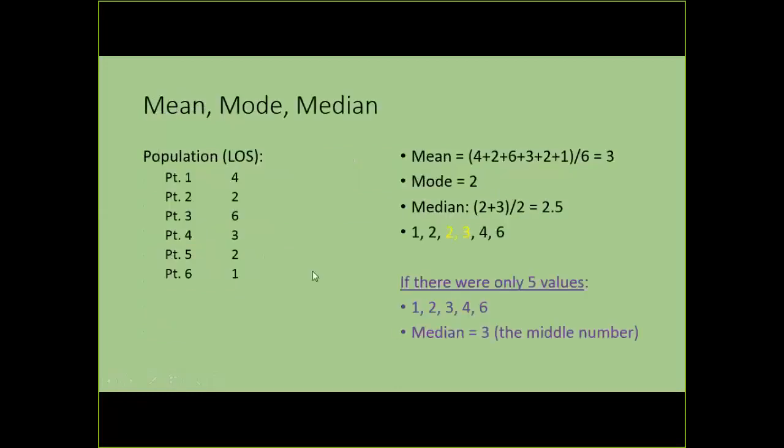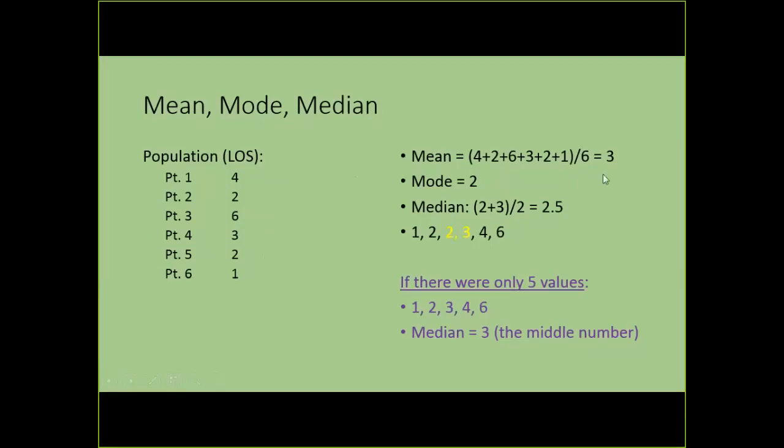Here is one quick problem. We have our patient population. Let's say we have 6 patients, and their length of stay is recorded. Let's say for patient 1, 4 days, for patient 2, 2 days, and so on. How can we calculate the mean here? Basically, you add up all of the lengths of stay, 4 plus 2 plus 6 plus 3 plus 2 plus 1, and then you divide it by the number of patients you have.